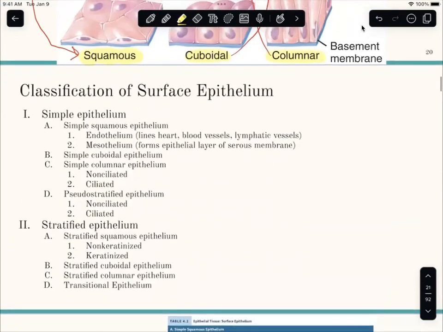So these are all the different types of surface epithelium. These are the ones we're starting with, the surface epithelium. And we're going to go through pictures of these, where they're at, and what their roles are for all of these different types of epithelium. You can see all the different types of simple epithelium and all the different types of stratified epithelium.